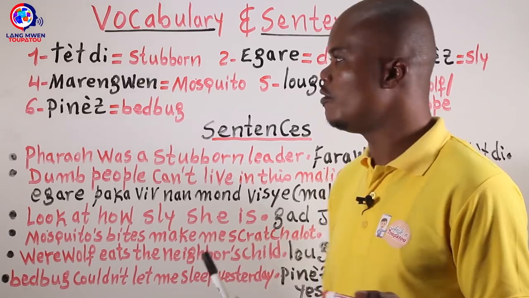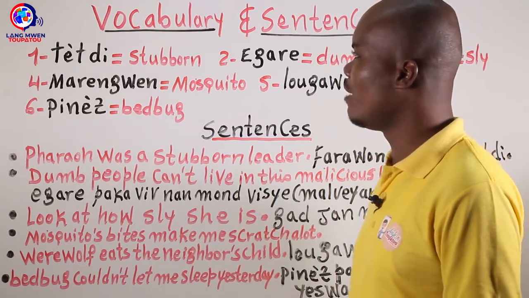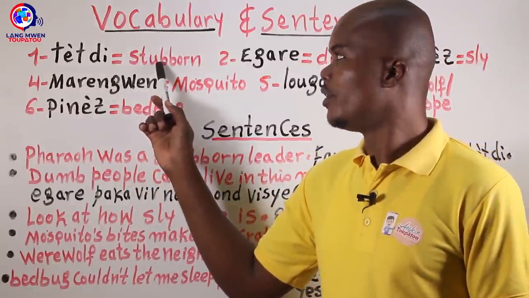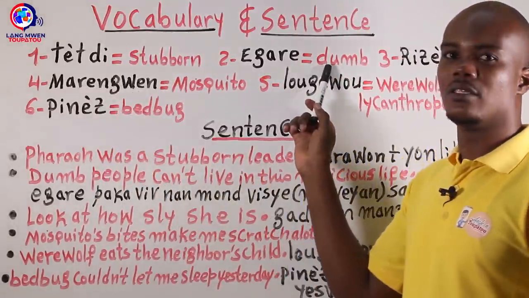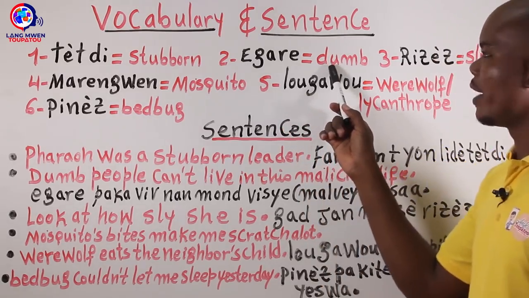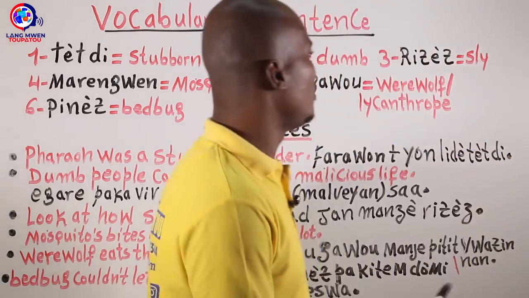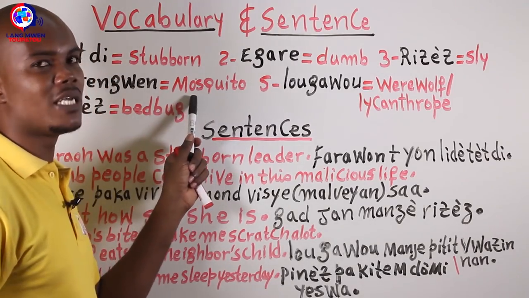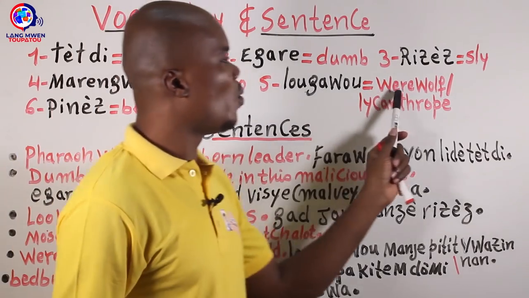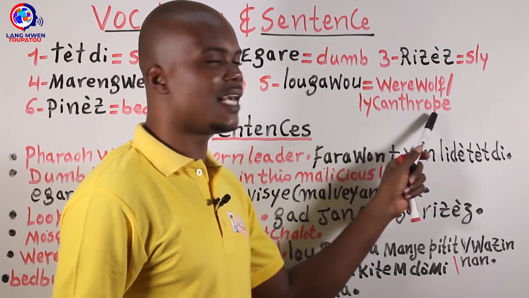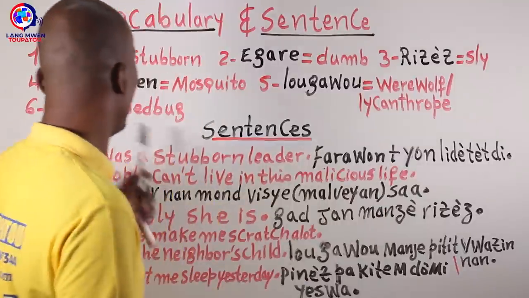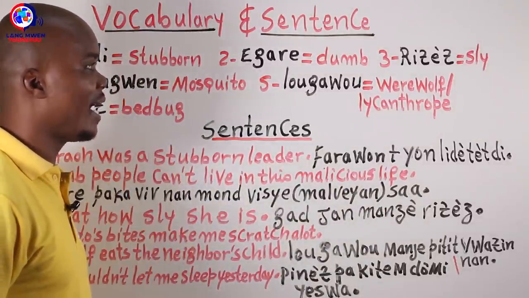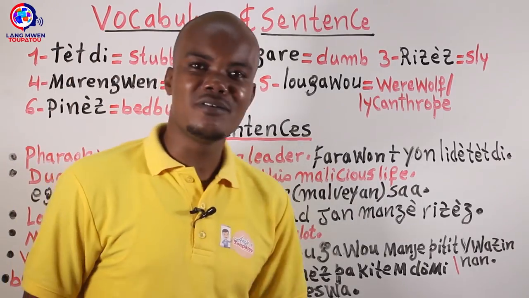Let me say them for you before going. Stubborn, dumb, sly, mosquito, werewolf or lycanthrope, and bedbug. Okay. Are you a lycanthrope?